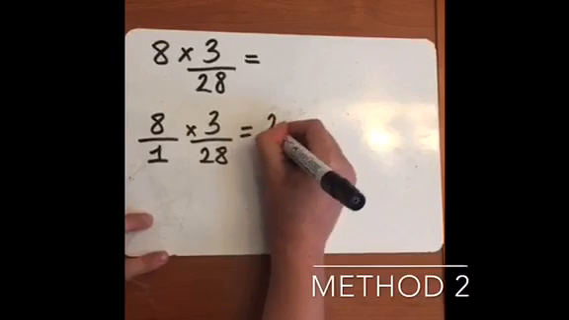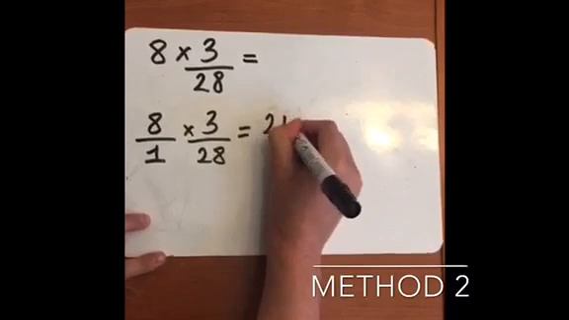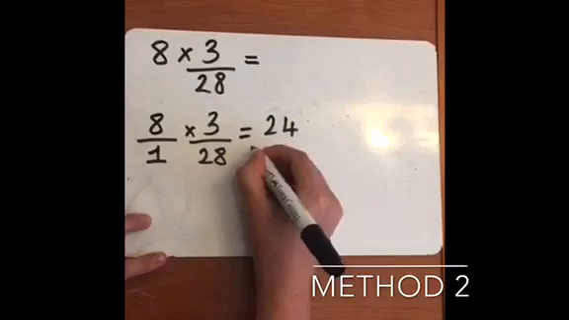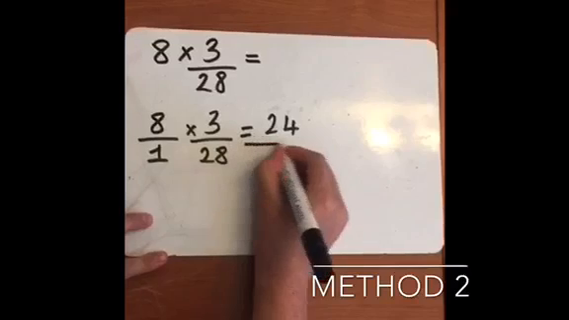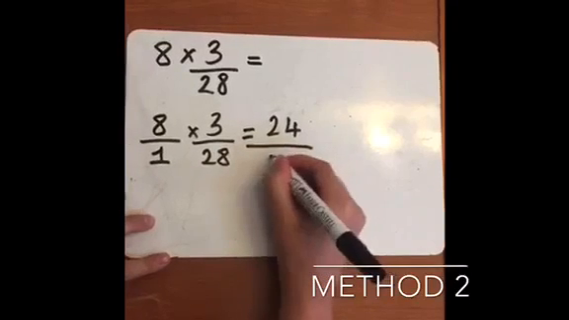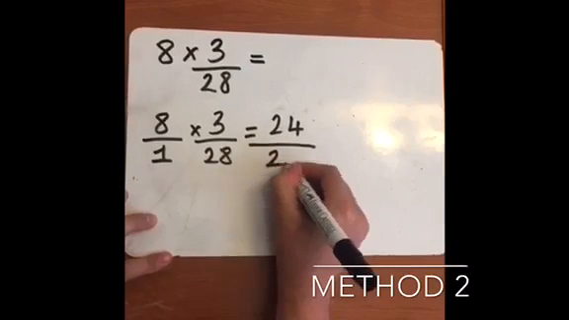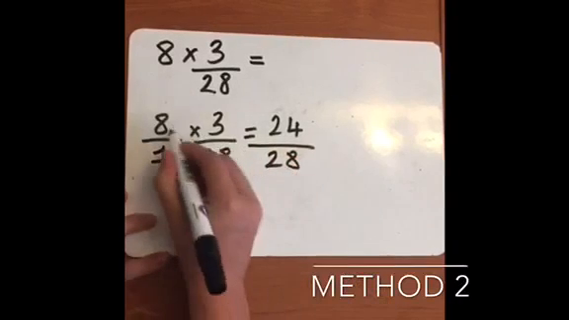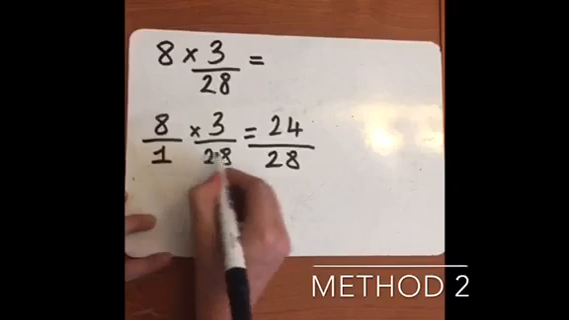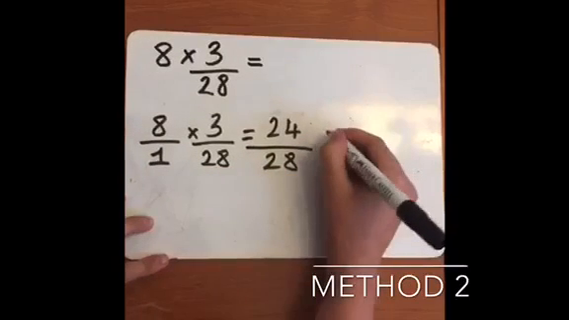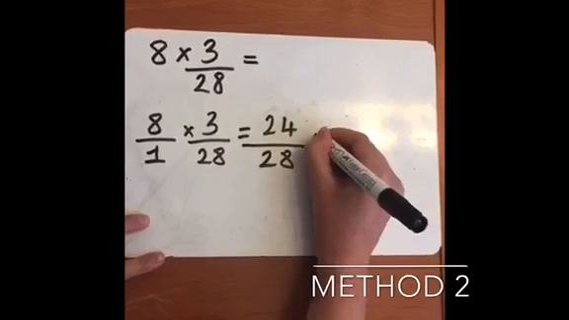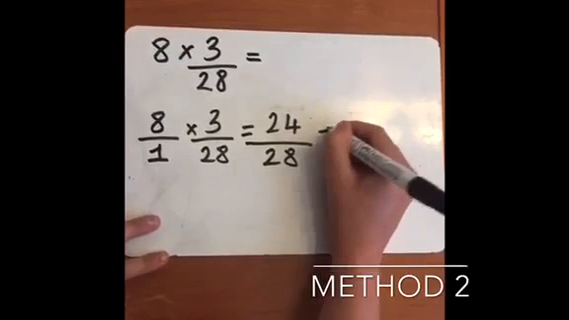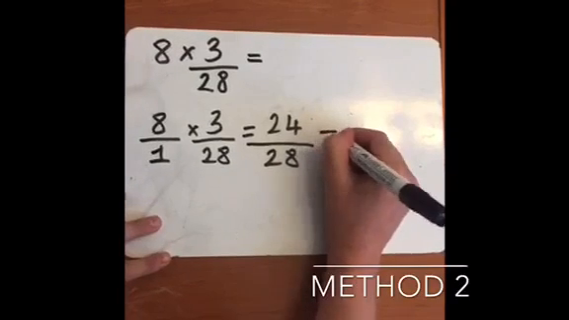So first she's going to multiply the numerators, so 8 times 3, which is 24, and then she's going to multiply the denominators, so 1 times 28 equals 28. Now, as you know, we haven't finished there because 24/28 can definitely be simplified because both numbers are even.